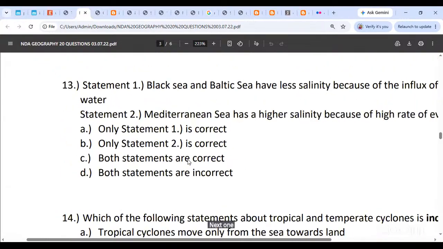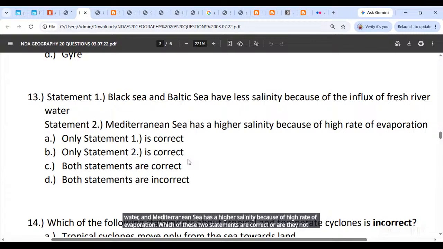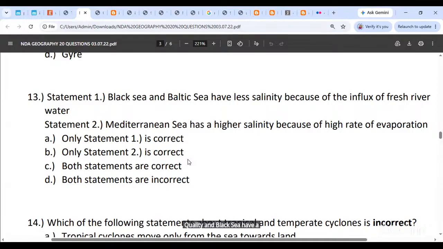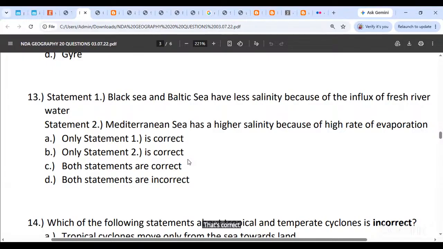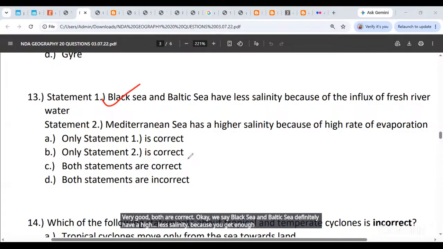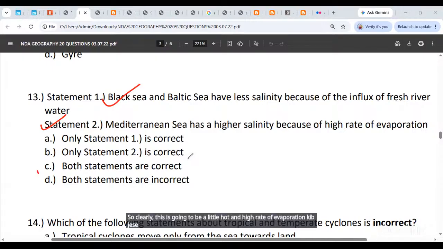Next one. Black Sea and Baltic Sea have less salinity because of influx of fresh river water, and Mediterranean Sea has a higher salinity because of high rate of evaporation. Which of these two statements are correct, or are they not correct, or is one correct and the other not? Both are correct? Very good. Black Sea and Baltic Sea definitely have less salinity because you get enough fresh water from the rivers, and Mediterranean Sea will have a higher salinity because of high rate of evaporation. It is surrounded by land on all sides, and the place gets really hot in summers. बारिश भी नहीं आती है वहाँ पे, so clearly this is going to be a little hot, और high rate of evaporation की वजह से उसका salinity high होगा. So we say both statements are correct.